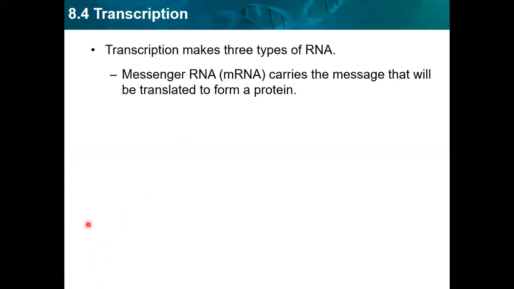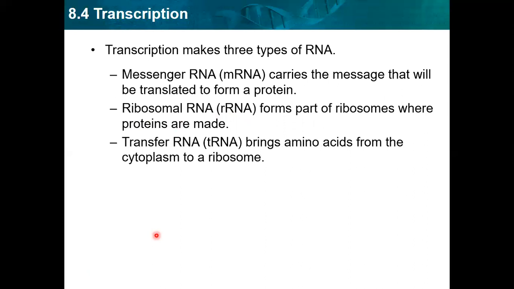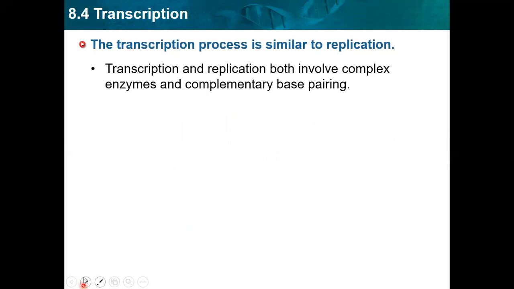Transcription makes three types of RNA, as I mentioned to you before. The messenger RNA is the one that carries all the messages which need to be translated to form a protein. The ribosomal RNA forms part of the ribosomes where the proteins are being made. We're going to talk about that in translation. The transfer RNA is the one that brings amino acids from the cytoplasm to the ribosomes. Remember that in lower grade biology, we talked about the ribosome as the one that helps in protein synthesis. So we're going to talk about that in more detail in translation.